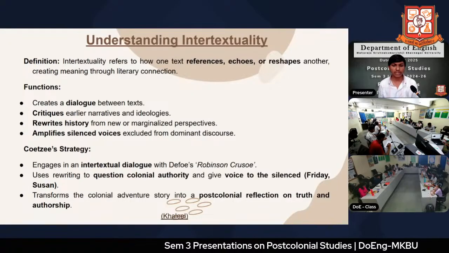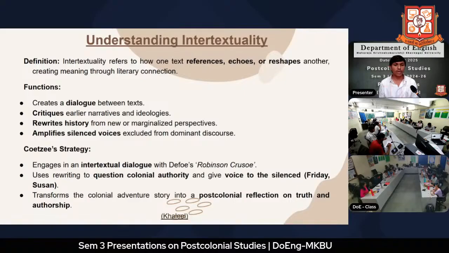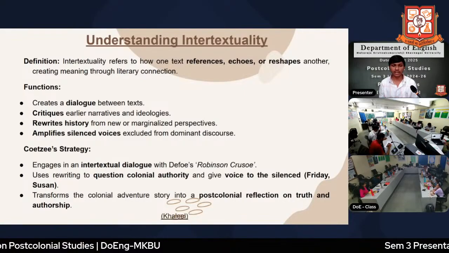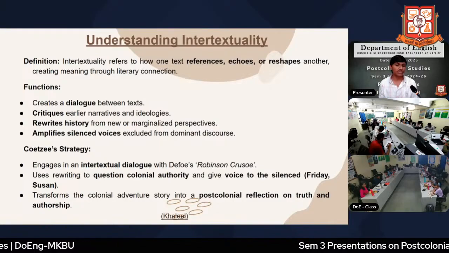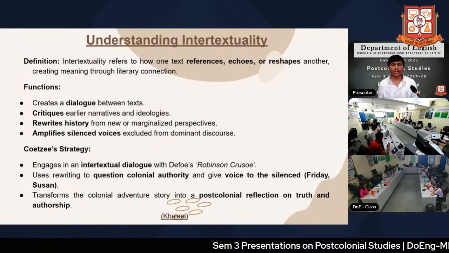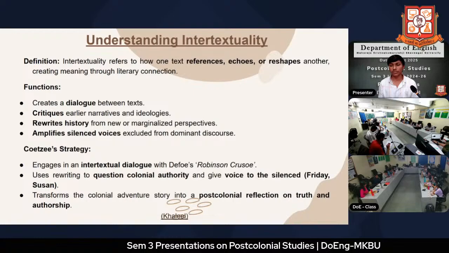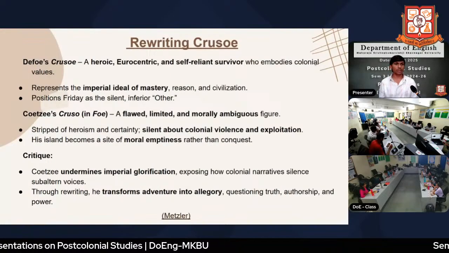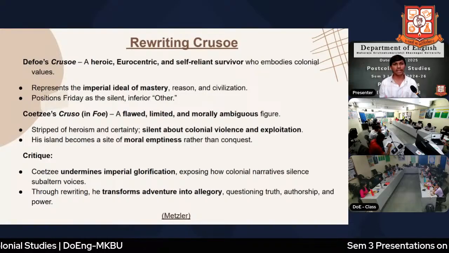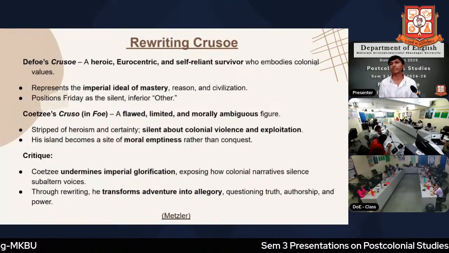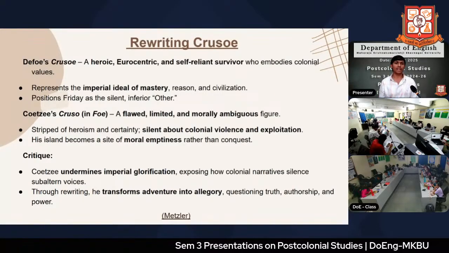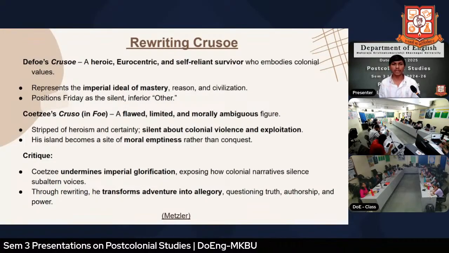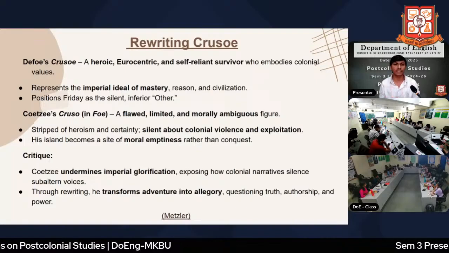Foe engages in an intertextual dialogue with Defoe's Robinson Crusoe, uses rewriting, questions colonial authority, and gives voice to the silenced, like Friday and Susan Barton. It transforms the colonial adventure story into a postcolonial reflection on truth and authorship. Rewriting Crusoe: in Defoe's novel, Crusoe was a heroic and self-reliant survivor who embodies colonial values. He represents the imperial ideal of mastery, reason, and civilization.